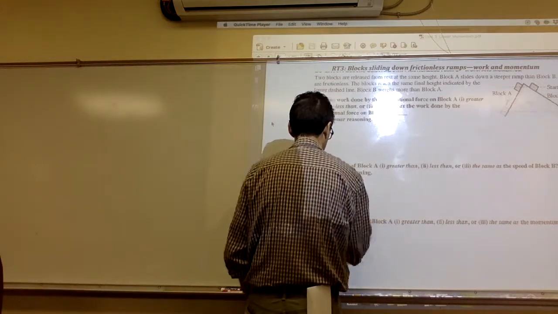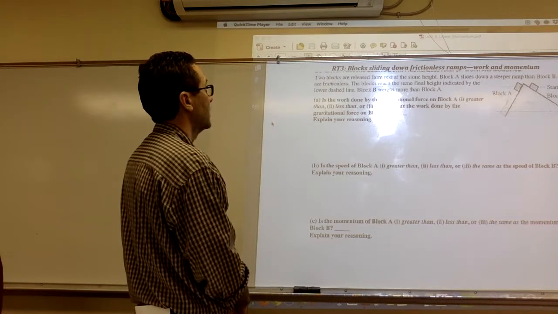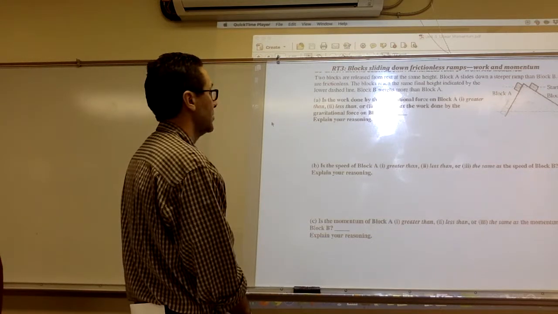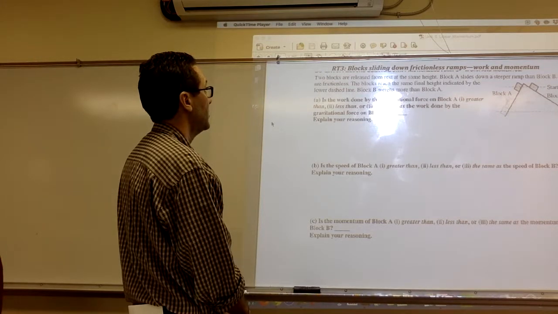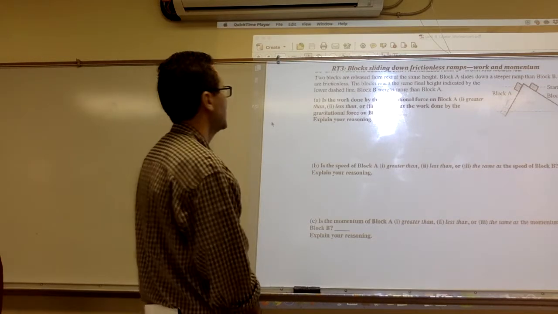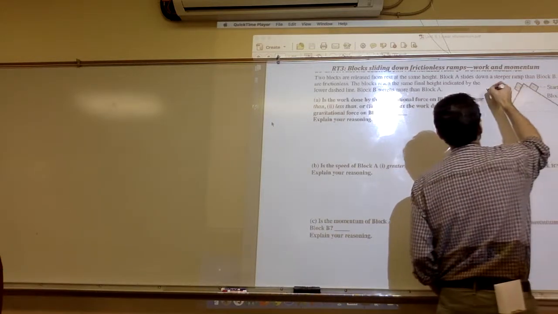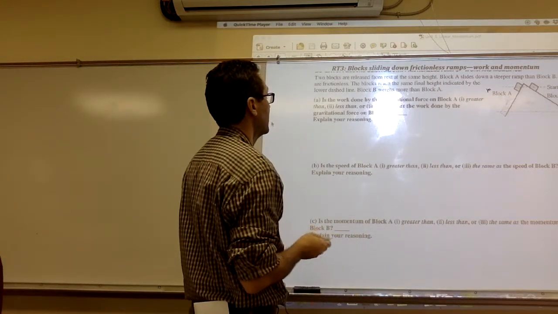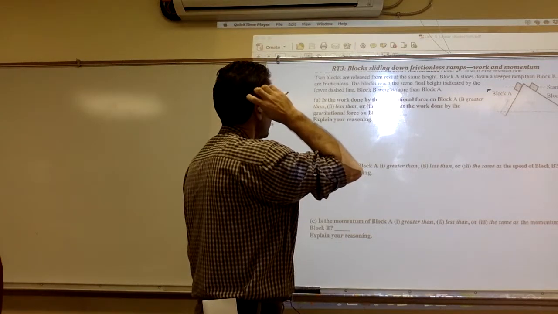RT3. Two blocks are released from rest at the same height. Block A slides down a steeper ramp than block B. This looks similar to something we did in the past. Both ramps are frictionless. The blocks reach the same final height indicated by the lower dashed line. Block B weighs more, so I'm going to say this has a mass of big M and this has a small mass. Is the work done by the gravitational force on block A greater than, less than, or the same as the work done by the gravitational force on block B?